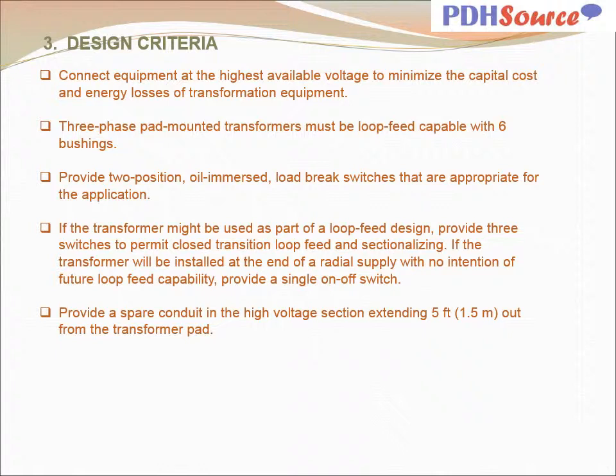Three-phase pad-mounted transformers must be loop feed capable with 6 bushings. Provide 2-position oil-immersed load break switches that are appropriate for the application. If the transformer might be used as part of a loop feed design, provide 3 switches to permit closed transition loop feed and sectionalizing. If the transformer will be installed at the end of a radial supply with no intention of future loop feed capability, provide a single on-off switch. Provide a spare conduit in the high voltage section extending 5 feet out from the transformer pad.